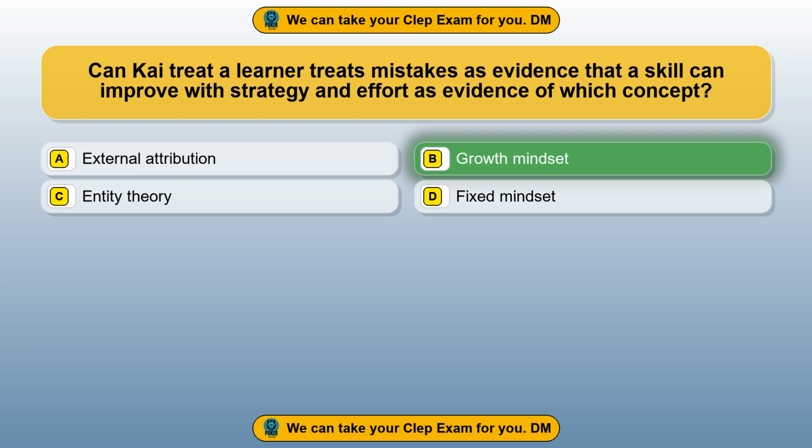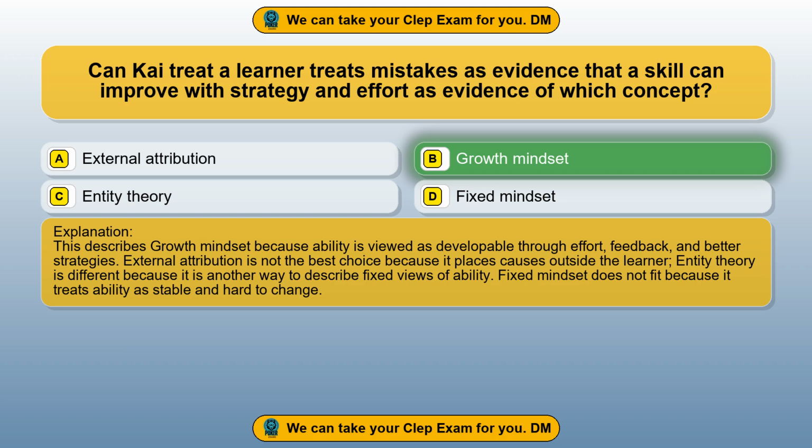Growth mindset. This describes growth mindset because ability is viewed as developable through effort, feedback, and better strategies. External attribution is not the best choice because it places causes outside the learner. Entity theory is different because it is another way to describe fixed views of ability. Fixed mindset does not fit because it treats ability as stable and hard to change.